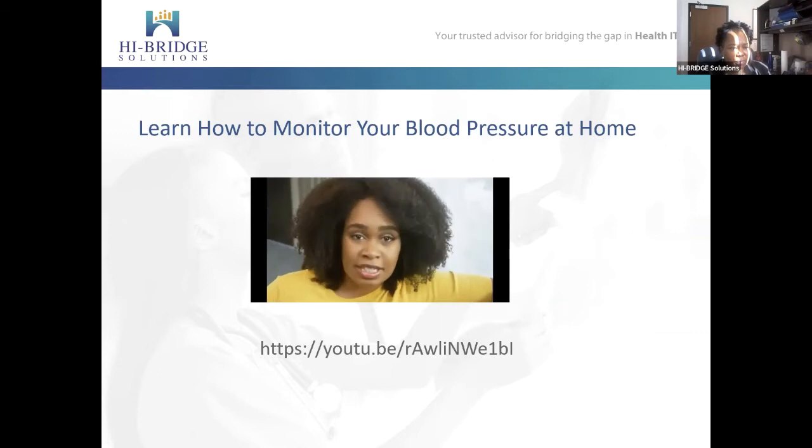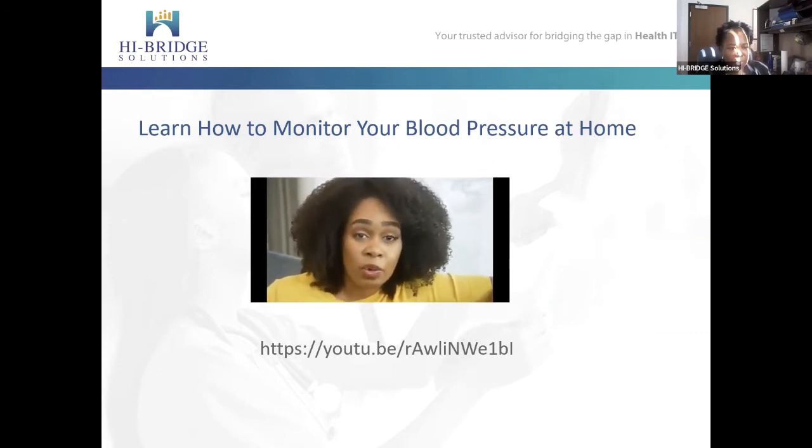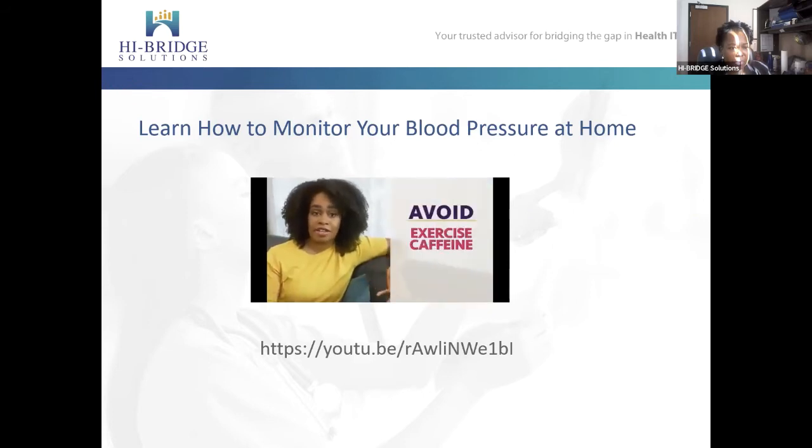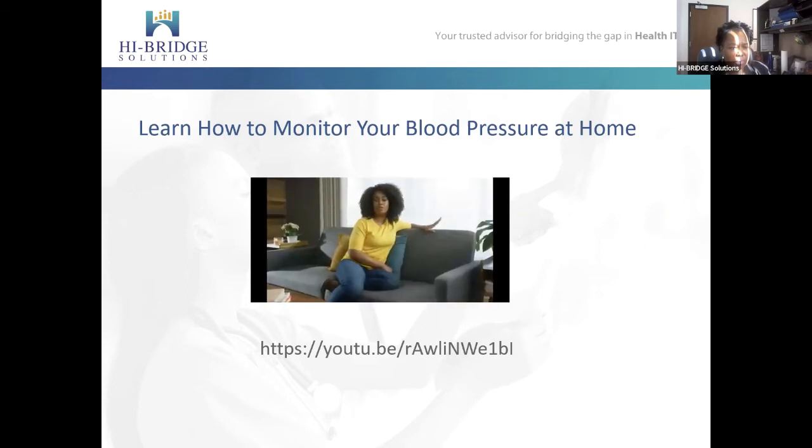For morning readings, it's best to take those before you take your blood pressure medication. It's also very important to avoid exercise, caffeine, or tobacco 30 minutes prior to testing, since those can affect your levels. Now, let's move on to talk about the proper way to measure your blood pressure at home.